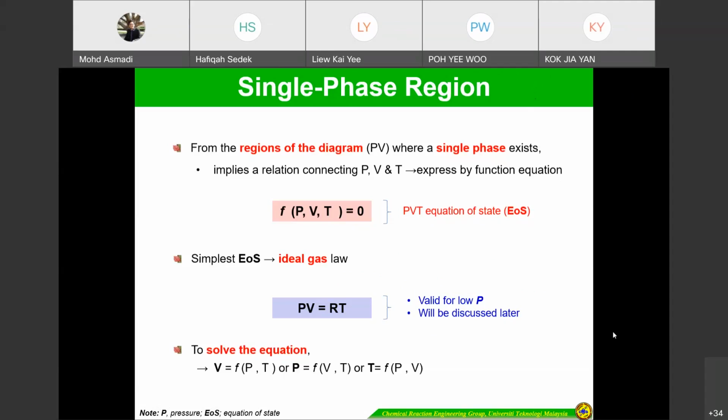Yelah, ideal gas at low pressure lah. Why? Kenapa kita tak guna dekat high pressure? Ahmad Arif.